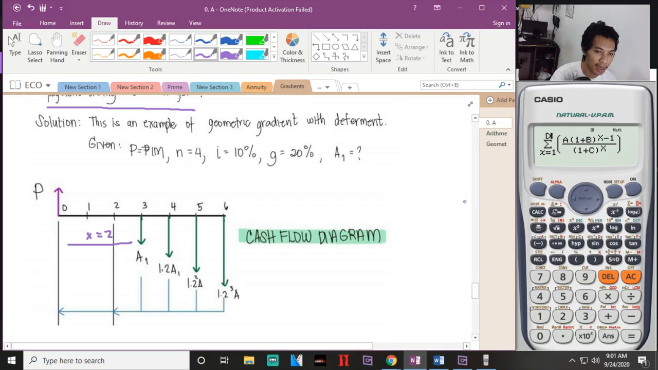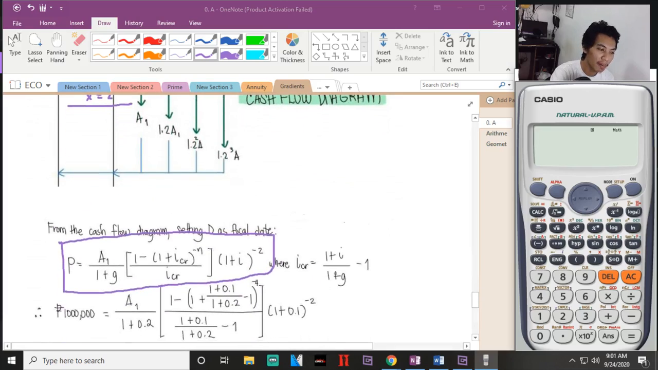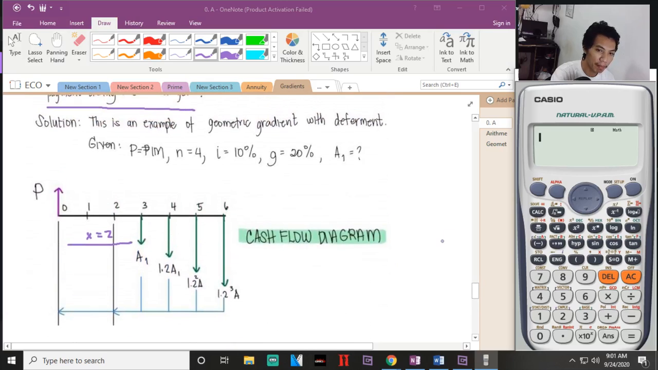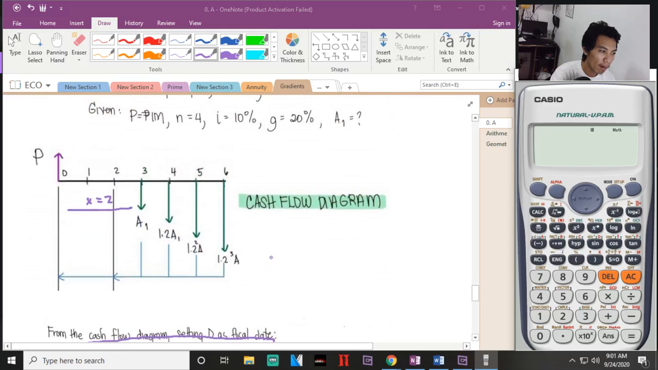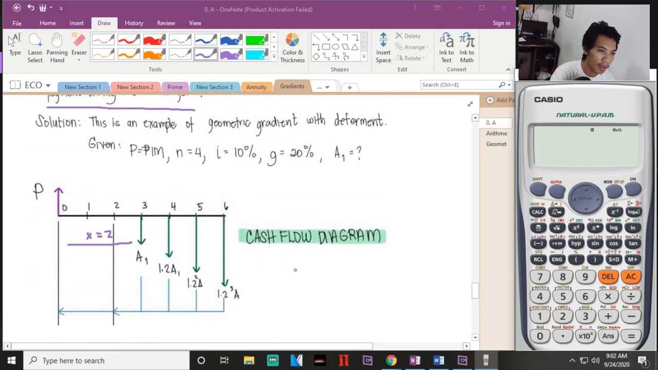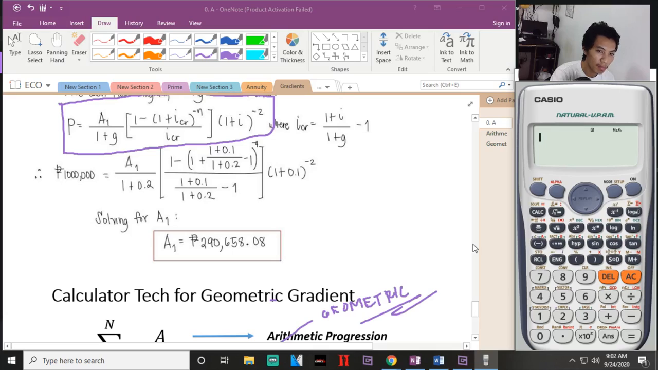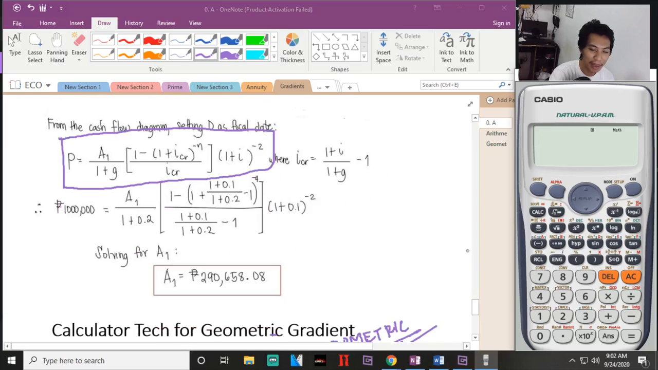Paktay tayo dyan, hindi natin magagamit. No! Hindi natin siya magagamit, pero pwede natin itong gamitan ng diskarte. Okay? The first payment, A1. First payment of the gradient. Pwede natin siya i-reverse engineer. Kala nyo hindi alam natin na meron tayong 1 million pesos na debt.